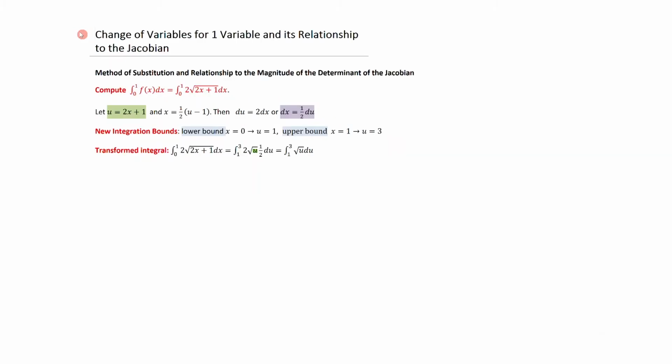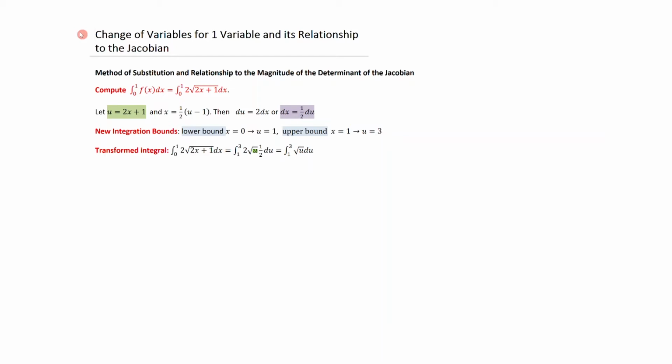All right, let's start with a simple one variable problem, which is something that you basically looked at last year, and that is a change of variables for one variable and its relationship to the Jacobian, which we introduced already earlier. So we're going to use a method of substitution and look at the relationship to the magnitude of the determinant of the Jacobian. So the example to be chosen is the one that's shown here. We're going to integrate some function f of x dx between 0 and 1, where f of x is 2 times the square root of 2x plus 1.